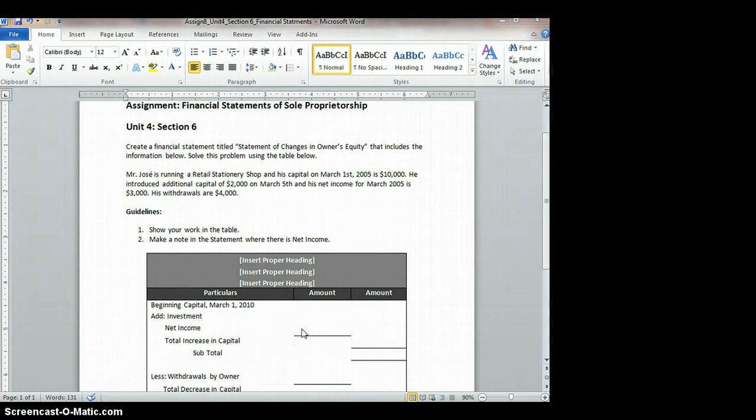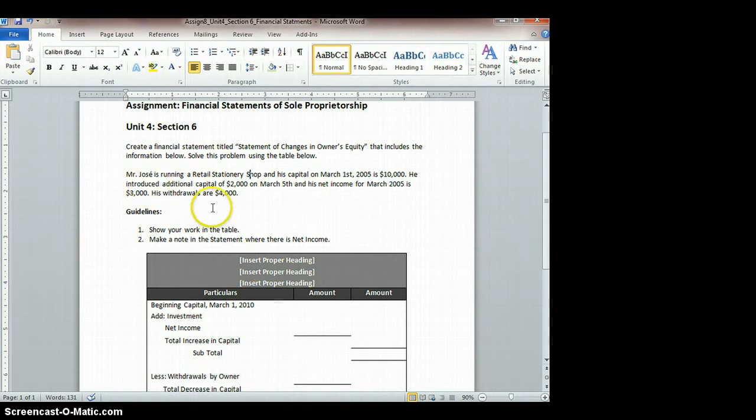Okay, now we're looking at the next assignment, which is titled Financial Statements of the Sole Proprietorship. This is the next statement we're looking at, called the Statement of Changes in Owner's Equity. We've already looked at the income statement, and this is our next one. So it says to create a financial statement called Statement of Changes in Owner's Equity that includes the information below. And we're going to solve this using the table.